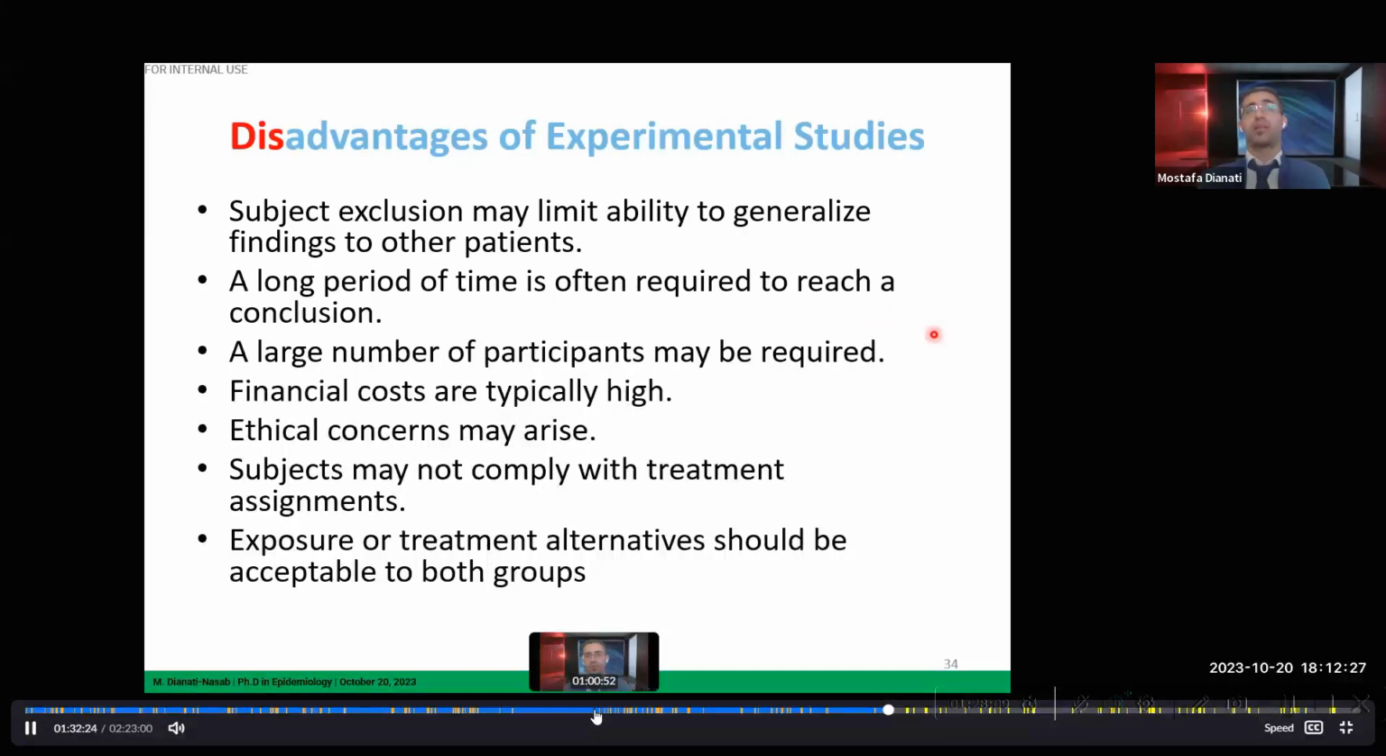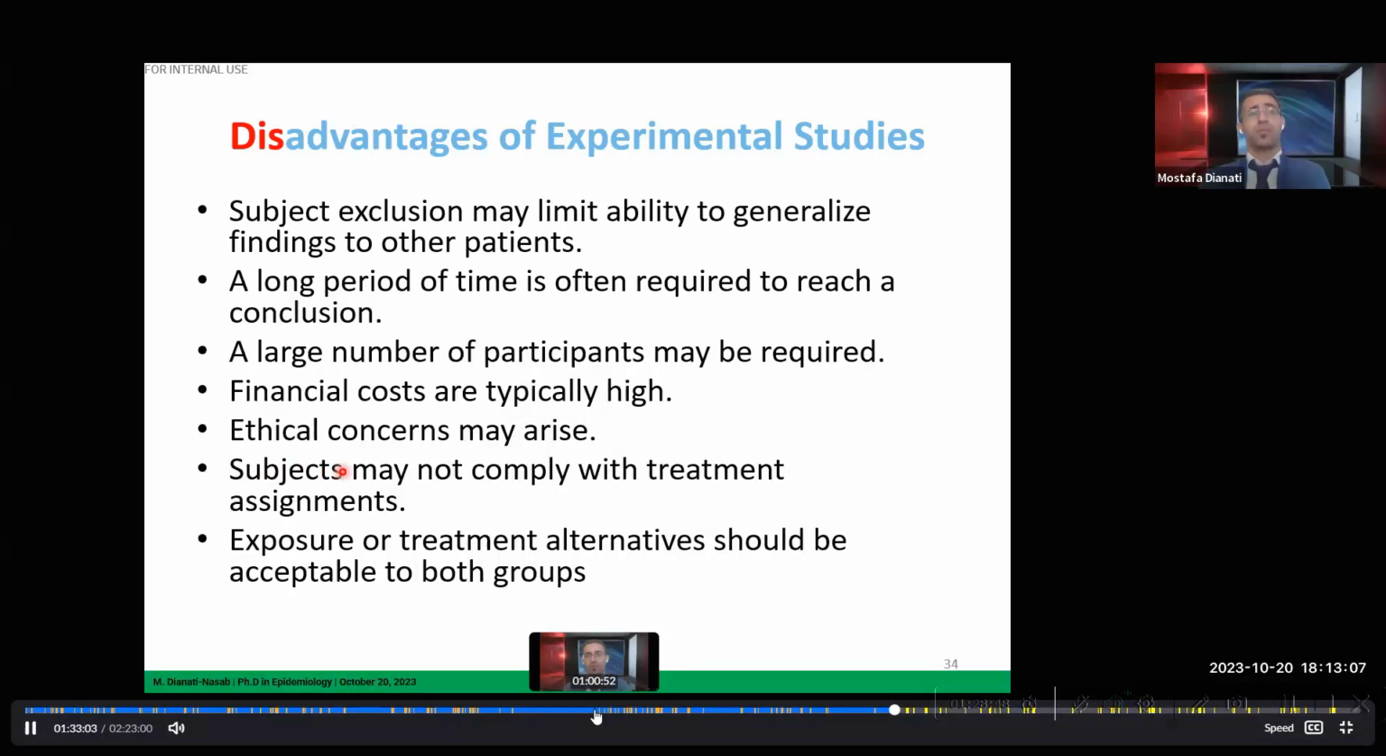Sometimes you really need a long time to see the effect of your exposure or your intervention on the society or on both arms. Sometimes for some drugs or maybe vaccination, a large number of participants are needed, and this means really huge resources. And also ethical concern may arise. Yes, this is really a key point in clinical trial studies, that ethical considerations are the main issue.